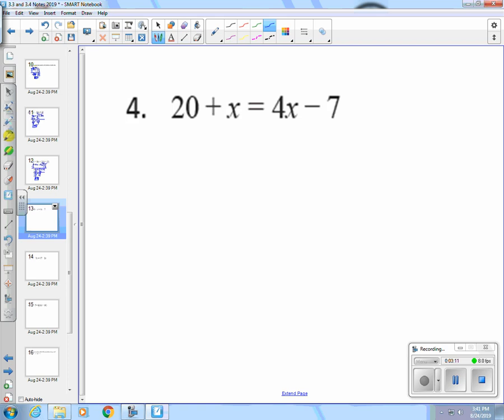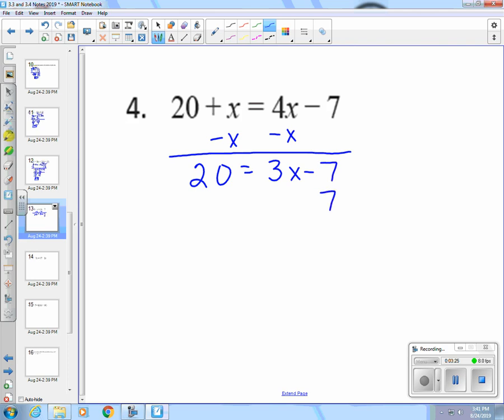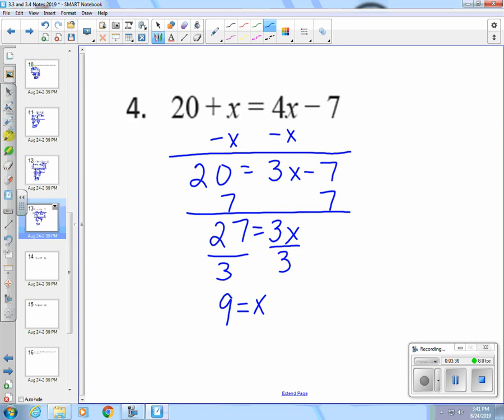Let's go on to problem number 4. We got 20 plus x equals 4x minus 7. This time I'm going to move my x over to the right and have 20 equals 3x minus 7. And then I can add 7 to both sides and have 27 equals 3x. And then divide by my 3 on both sides and find out that 9 equals x. Notice how when I moved that x to the right, my x became a positive number. It was just easier to work with than with all the negatives.